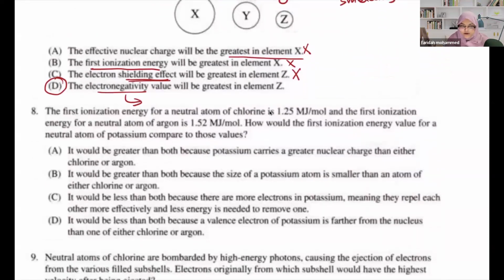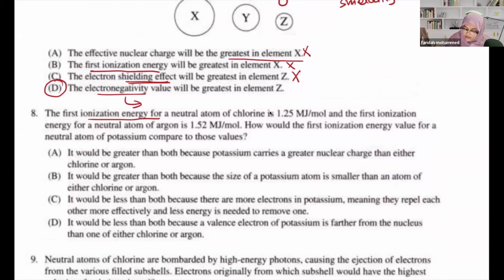The first ionization energy for a neutral atom of chlorine. So what is ionization energy again? It is the energy that is going to be added for an electron to be released. So the first ionization energy for a neutral atom of chlorine is this one. And the first ionization energy for a neutral atom of argon is this one. How would the first ionization energy value for a neutral atom of potassium compare to those two values?